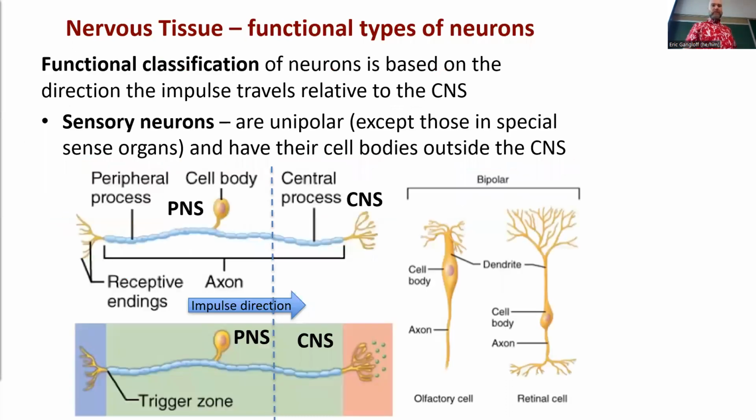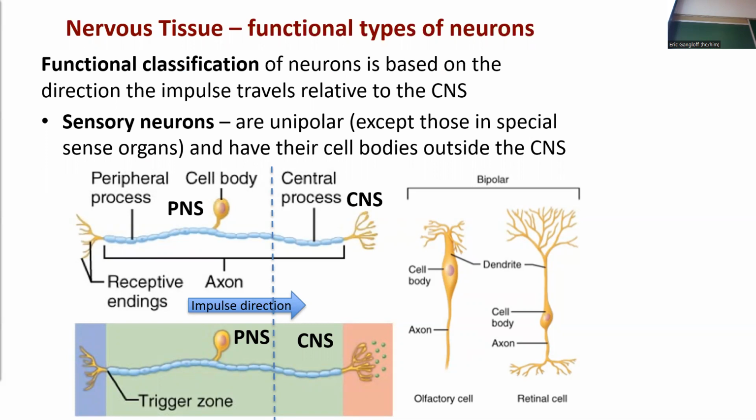Cool. All right, so let me walk you through this slide a little bit. I want to functionally classify neurons. Remember, neurons are functionally classified based on the direction of the impulse relative to the central nervous system. So sensory neurons are bringing information to the central nervous system. And except for those neurons associated with the special senses that are bipolar, most of these are unipolar. And what's important to note here is you can see the actual cell extends both from the peripheral nervous system into the central nervous system.